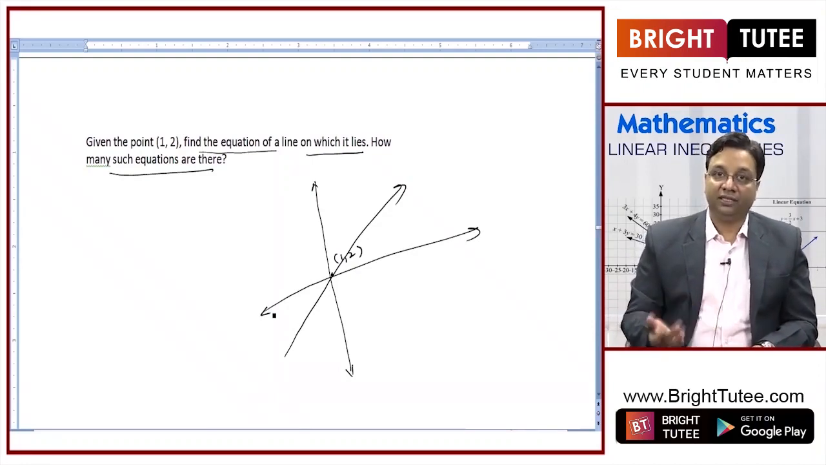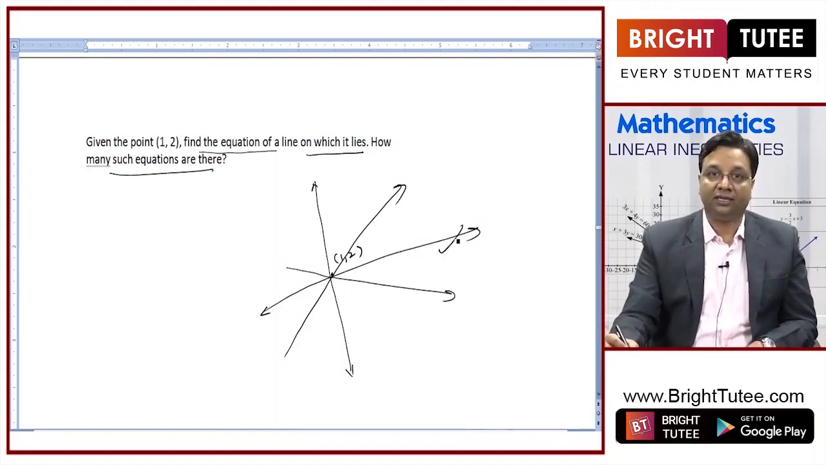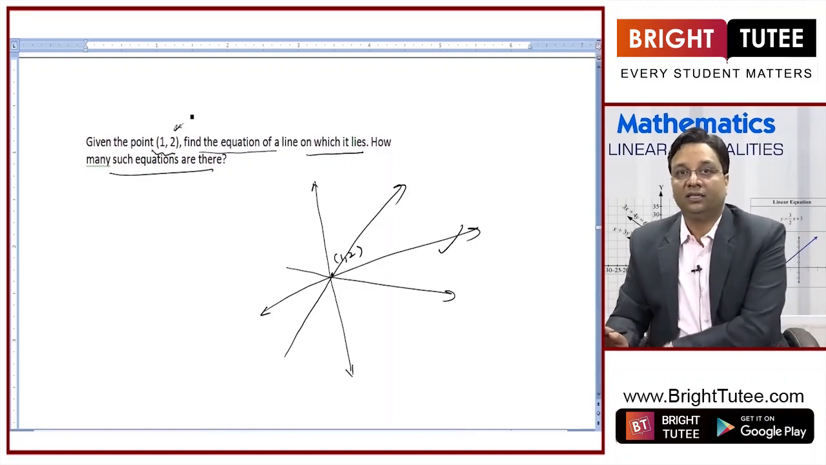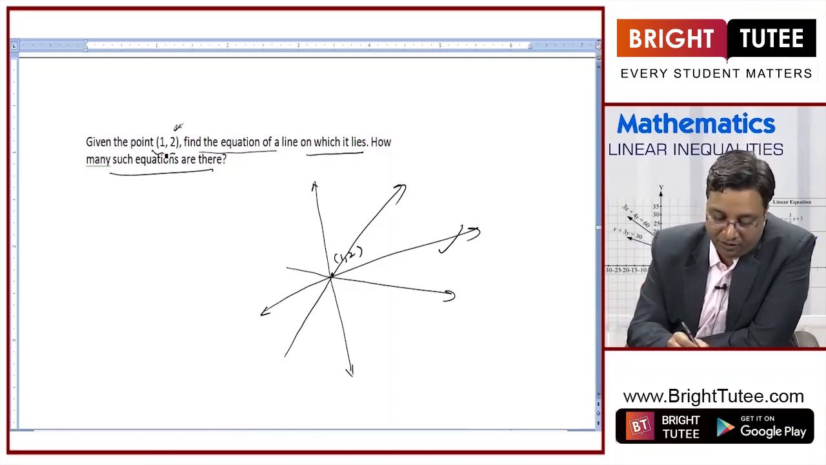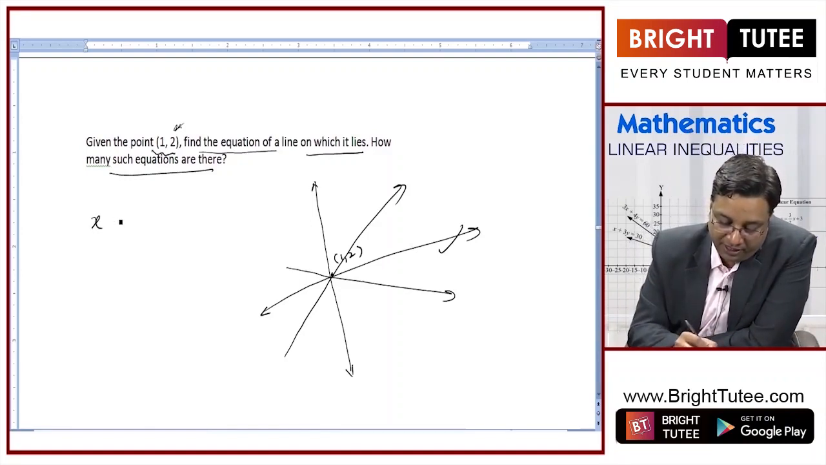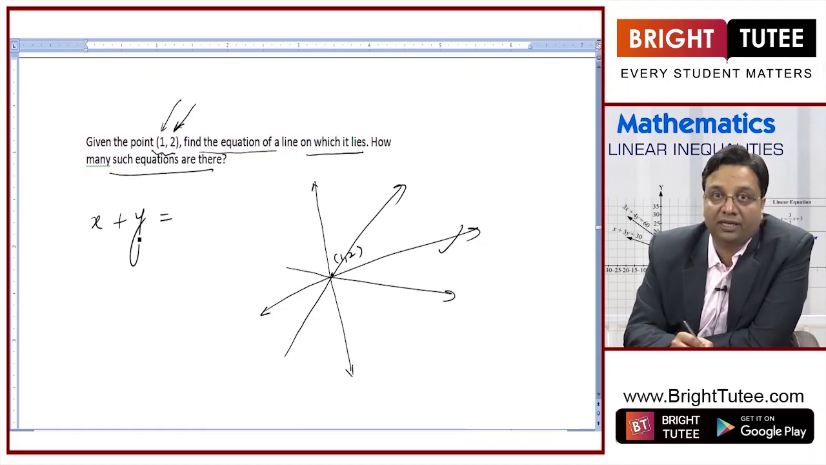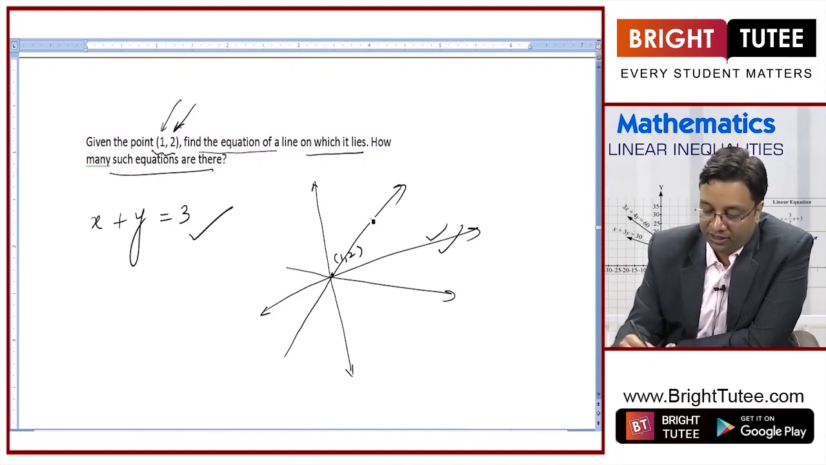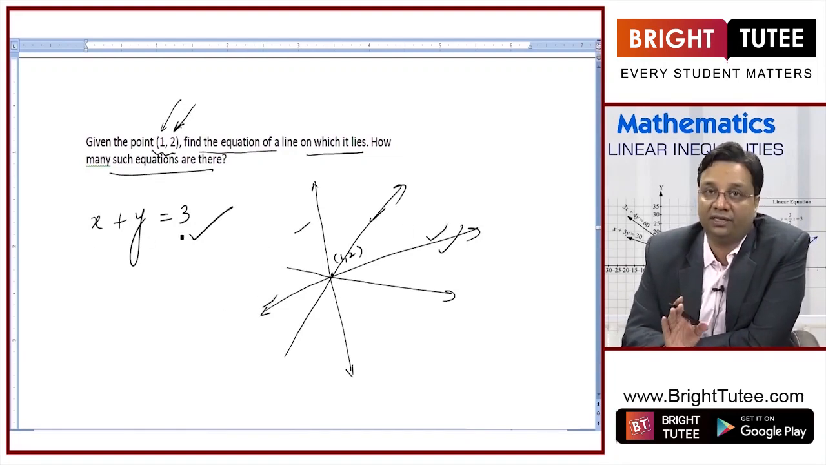And how do we find the equations? We are not looking for an equation of a specific line here. We need to find equations of lines passing through this point. Infinite lines are there, so you can find any equation. For (1, 2), if I write x plus y, what will be the right hand side? Here x is 1, y is 2, so if you put x equal to 1, y equal to 2, it will give you 3. So write 3 here. Now this is one of these equations: one of these lines is x plus y equals 3.